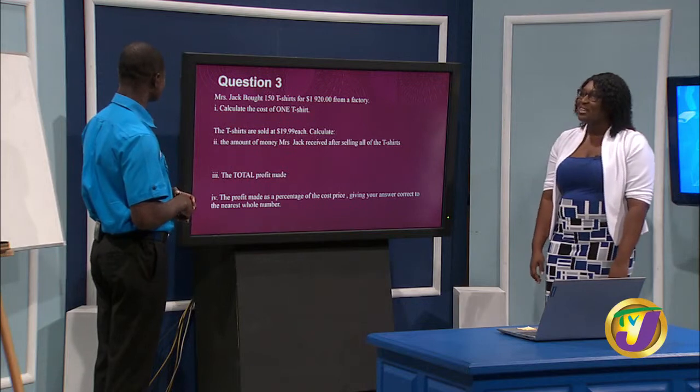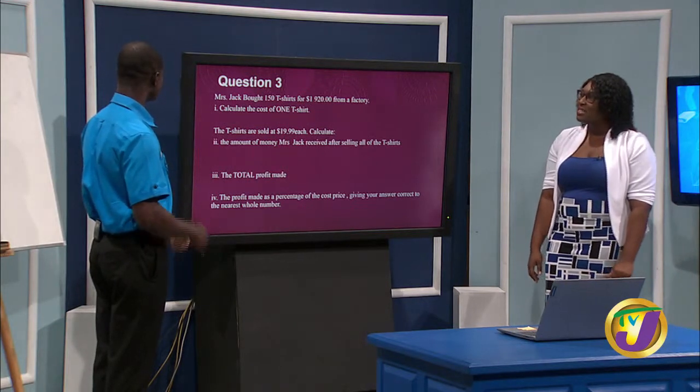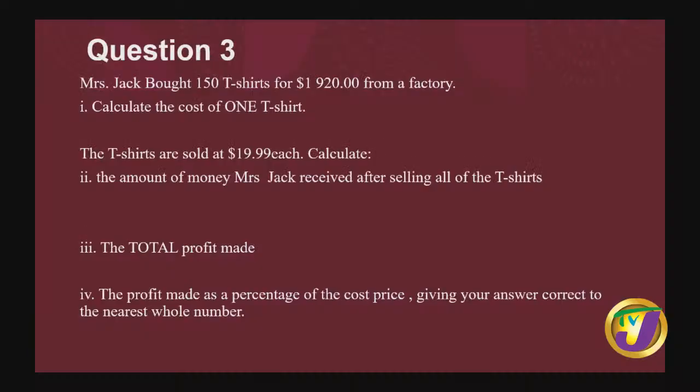All right. So here we have another question. Mrs. Jack bought 150 T-shirts for $1,920 from a factory, and we now need to calculate the cost of one T-shirt. So 150 T-shirts cost $1,920. I now need to find the price of one.